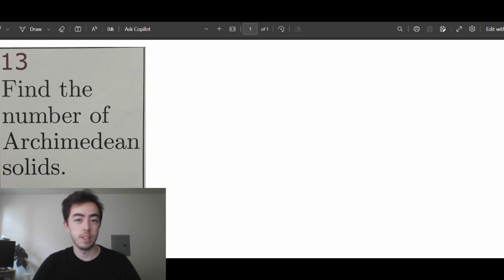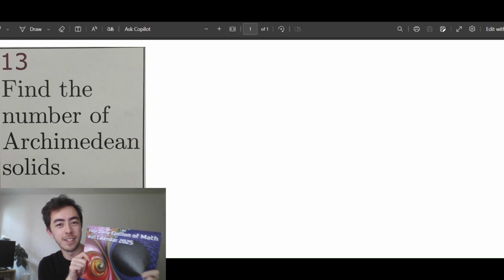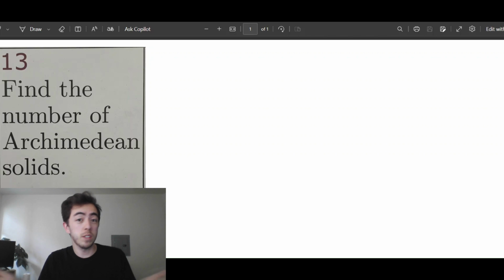It's June 13th, and we need to solve problem number 164 from the Daily Epsilon calendar today. And we are going to try to find the number of Archimedean solids. And honestly, before seeing this question in the calendar, I had no clue what an Archimedean solid is or was.